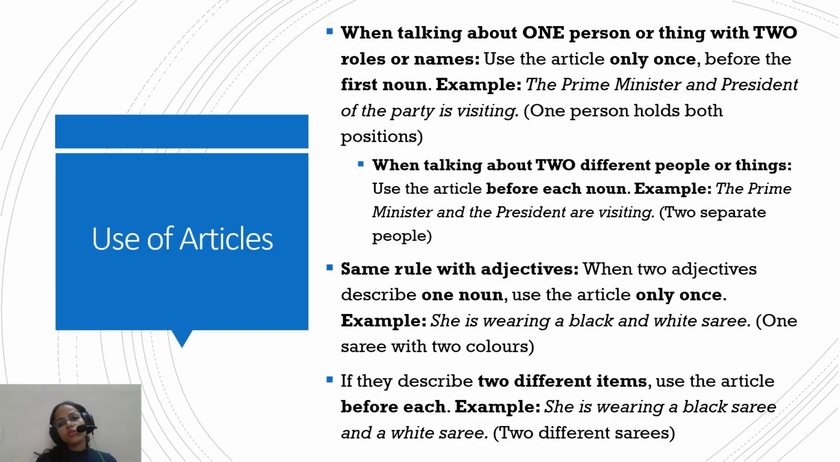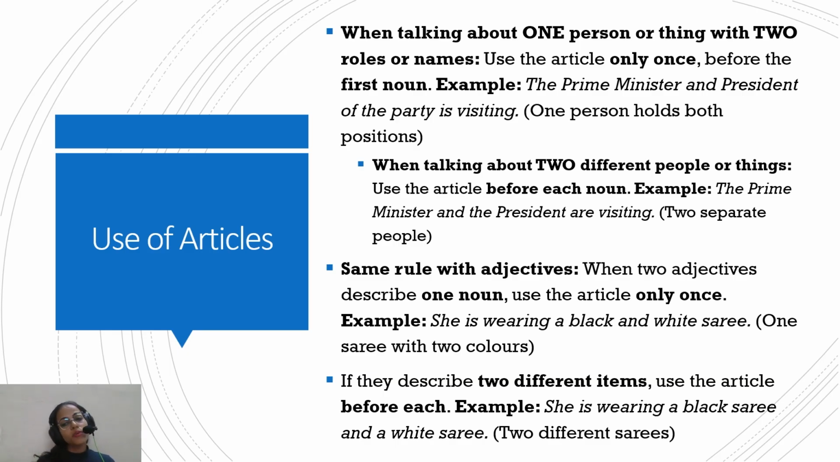Now, when you're talking about one person or thing with two roles or names, you use the article only once, before the first noun. For example, the prime minister and president of the party is visiting. Here only one article is used, so it means that only one person is coming. He is both prime minister and president. So when one person has two roles or names, you use one article only.